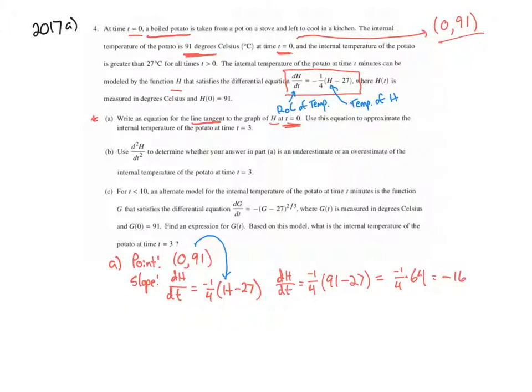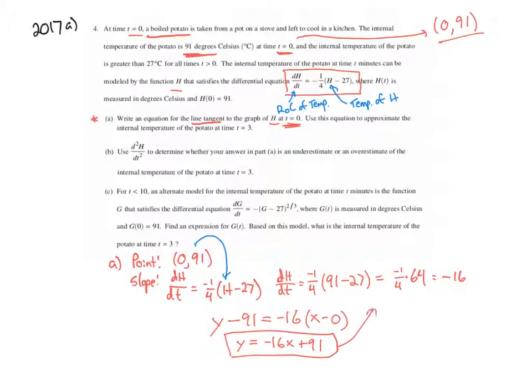So now we can use this slope to write our tangent line equation. So what we would do is we would write y minus 91 equals negative 16 times t, or excuse me, probably best not to use t again. Let's do x's and y's for our tangent lines here. x minus 0. And I might rewrite this a little bit. y equals negative 16 times x plus 91. So there's our tangent line equation. We can box that up.